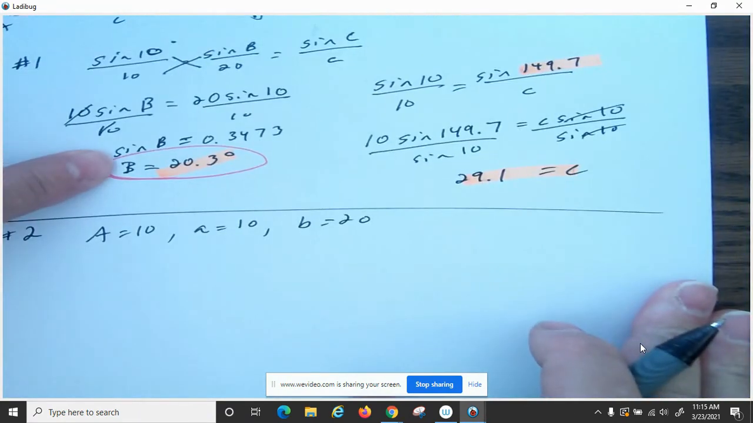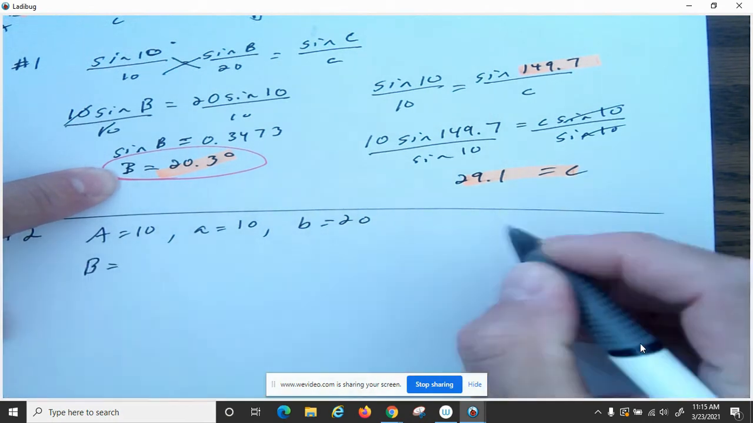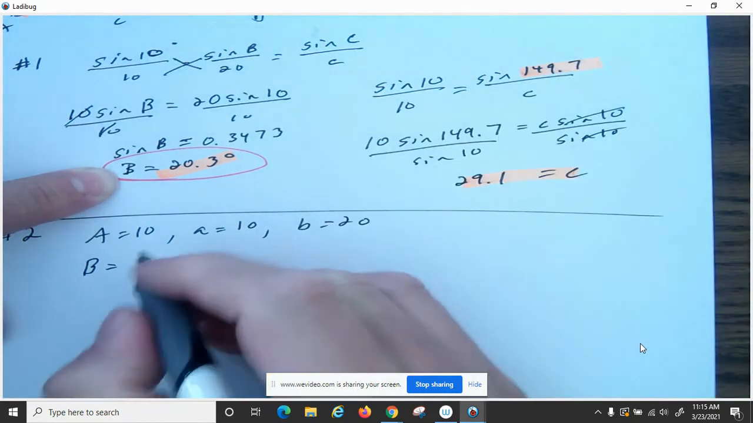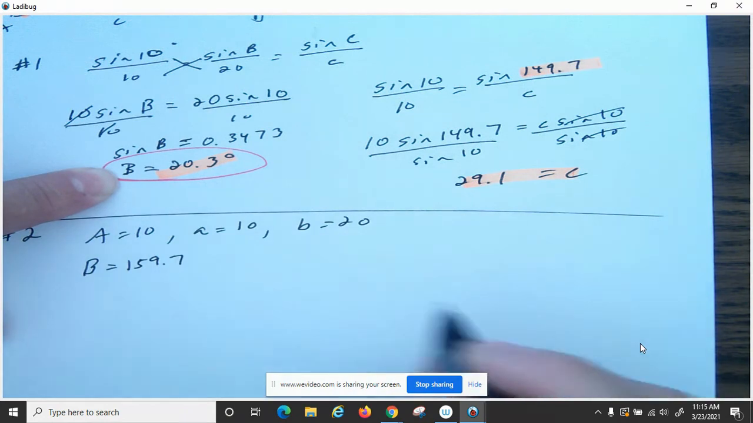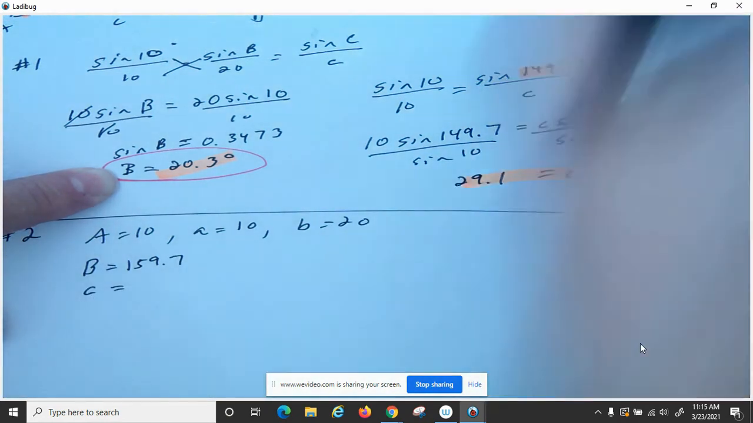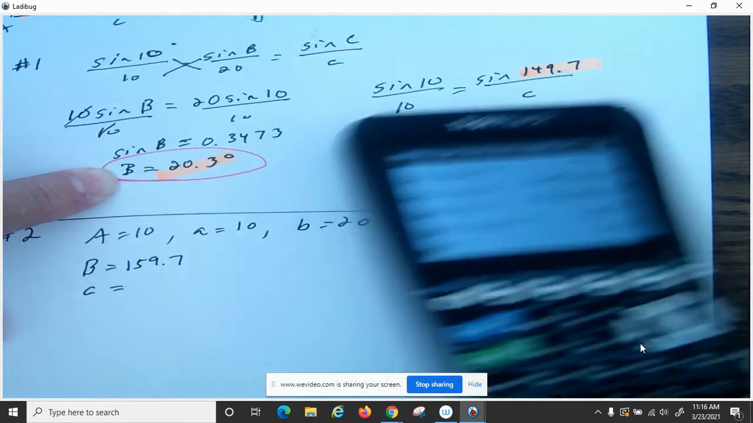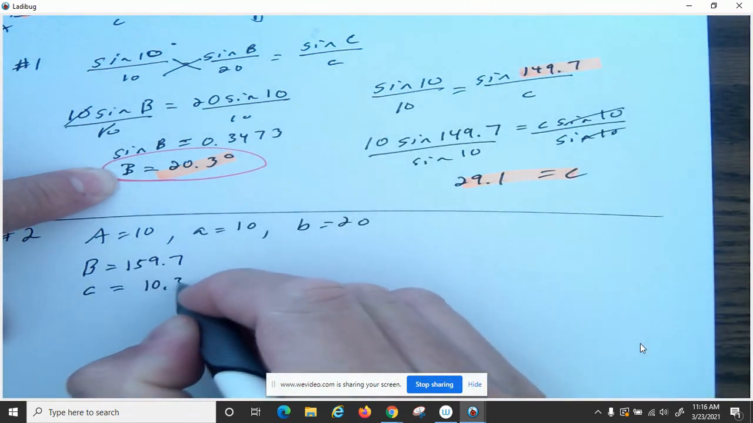And I'm going to find the supplement of this angle for triangle number 2. Angle B will be equal to 180 minus 20.3. I think that's 159.7. 159.7, that's angle B. That tells me that angle C is going to be around 11 something. So 180 minus 10 minus 159.7, or 10.3. Okay, so I've got all 3 angles now.